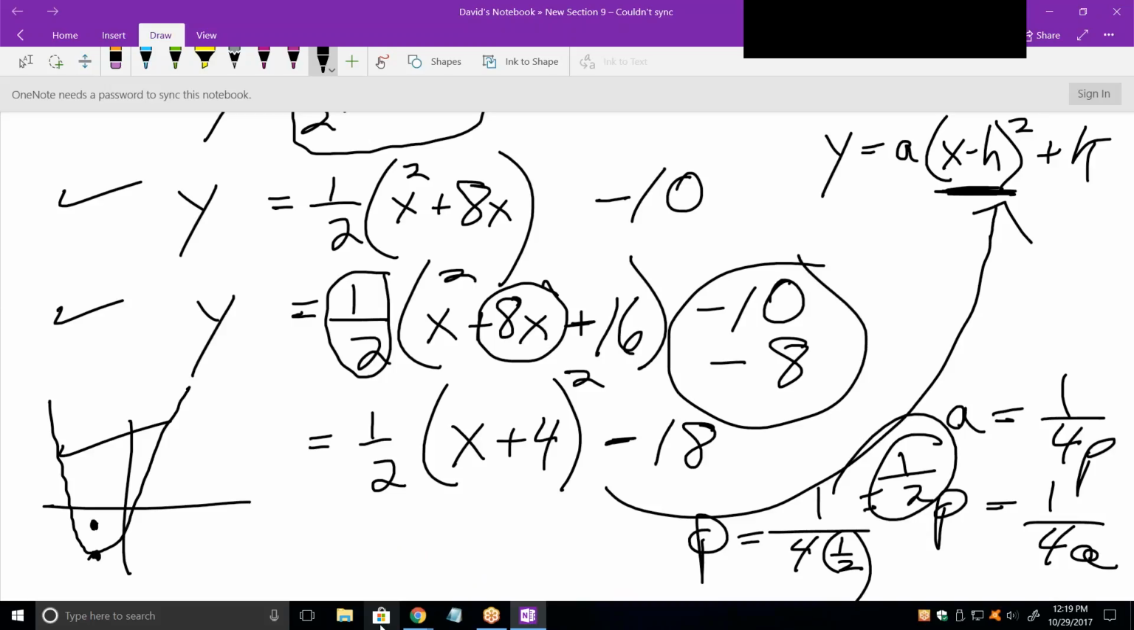Well, how far above the vertex is the focus? I'm thinking about another distance. P. That distance is P? Oh, P. That's what we figured out. P, that was 1/2.